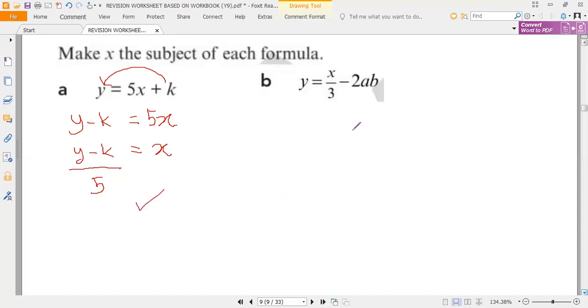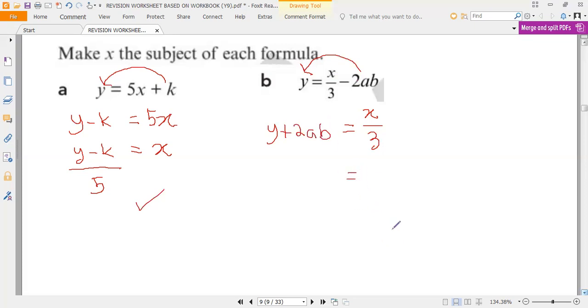Moving on to question B. y equals x over 3 minus 2ab. So the new subject is x. So anything together with x, leave it there first. So equal to x over 3. Over 3 is together with x, right? So leave it there, yeah? And y, we bring the minus 2ab to the front.